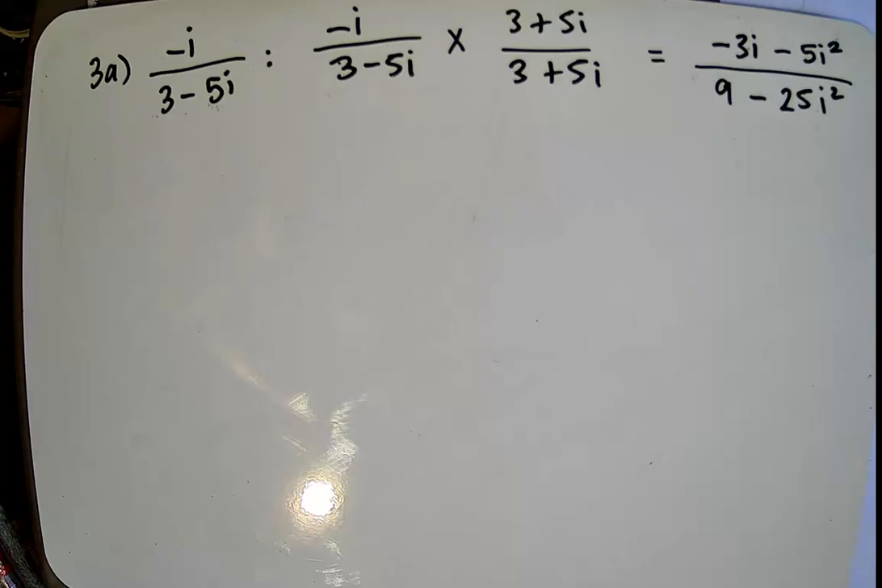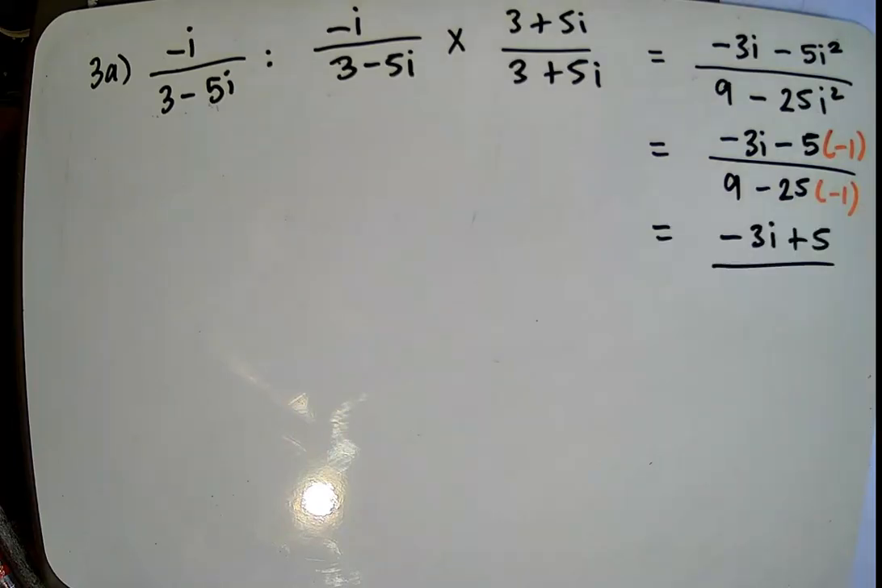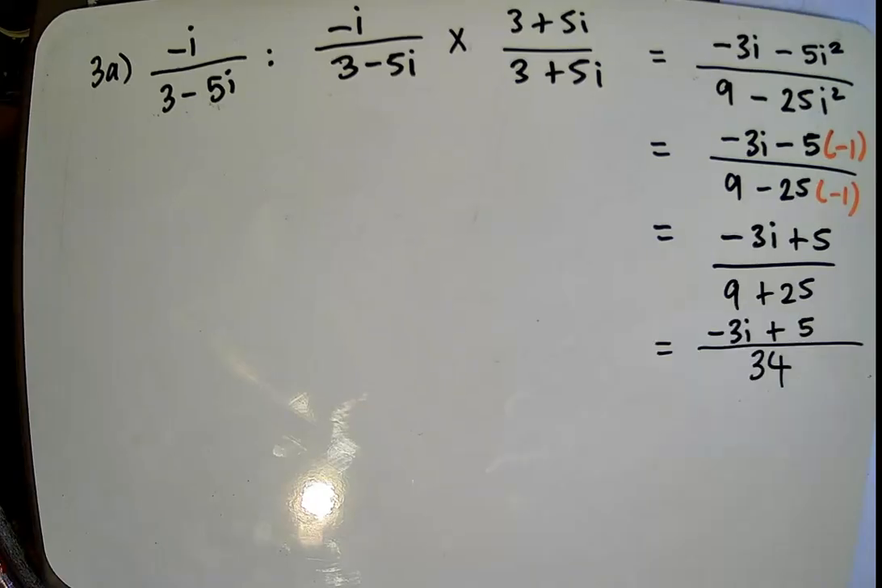Where we see i squared, we can substitute minus 1. Then it's a matter of minus 5 times minus 1 is a positive 5. And a minus 25 times minus 1 will give us positive 25. Next will be to add up the 9 plus 25, which will give us 34. Then we'll have to split it.